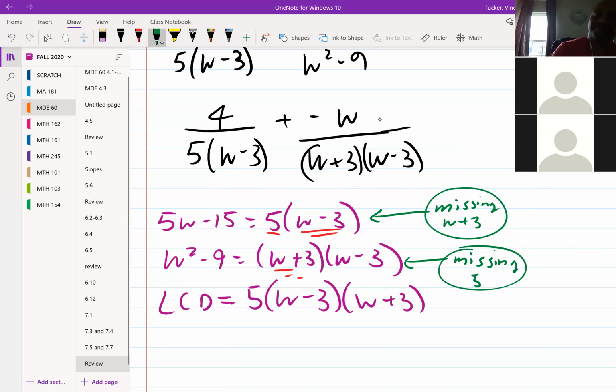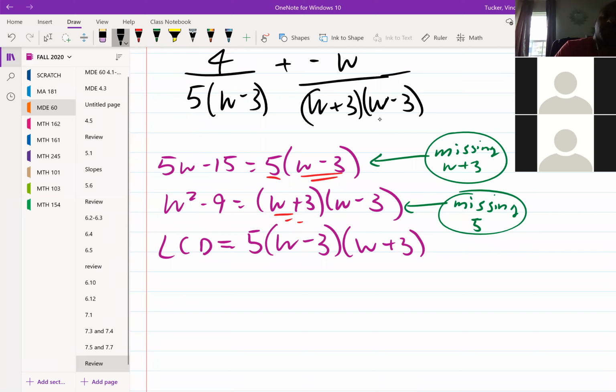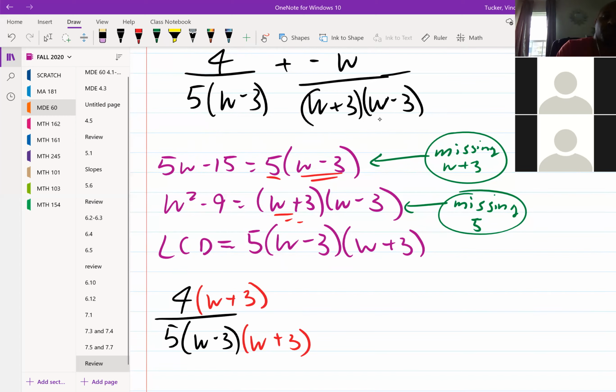All right, now, which one do I multiply to the 4? Whatever you multiply to the bottom, you have to do to the top as well. You already have 5 and w minus 3. In comparison to the LCD, you just said that w plus 3 is missing. So if you're going to multiply that times w plus 3, then you also have to multiply the numerator by w plus 3.